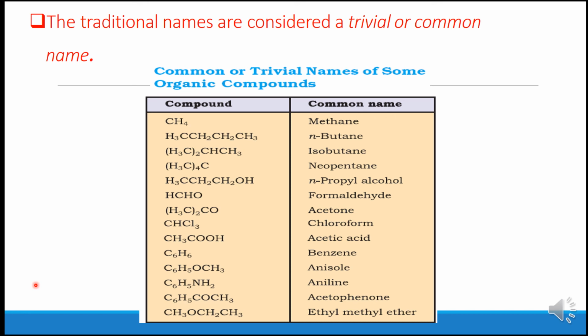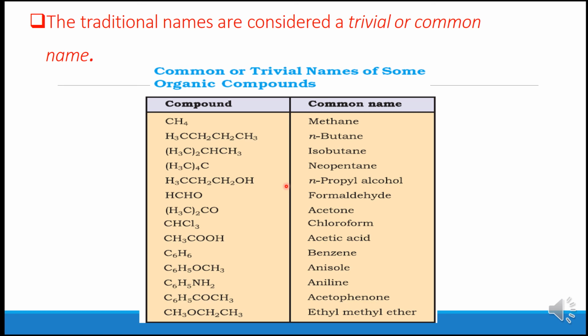Let's take one more example. The name formic acid was derived from formicus. It is a Latin term and it means red ants, because formic acid is present in red ants. So the name formic acid is given to HCOOH. These names are called the trivial names or the common names of organic compounds.